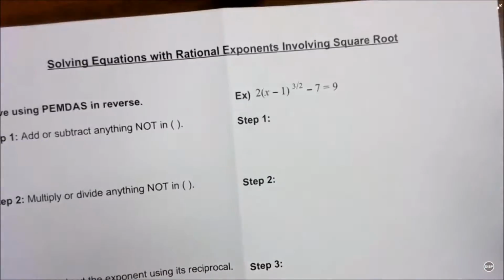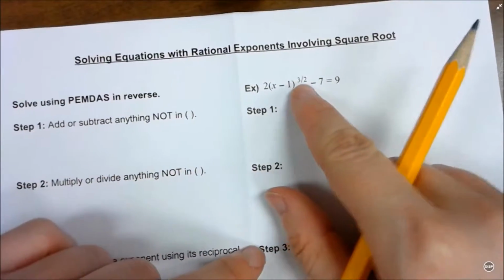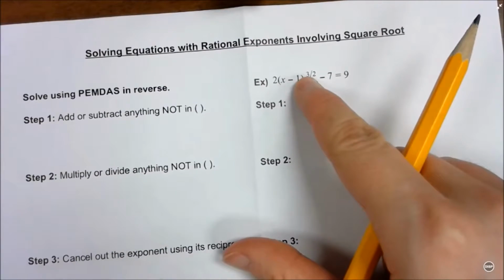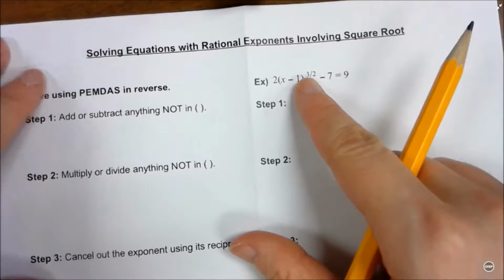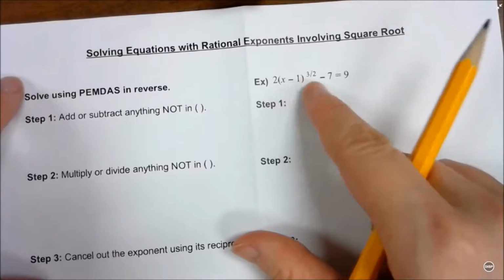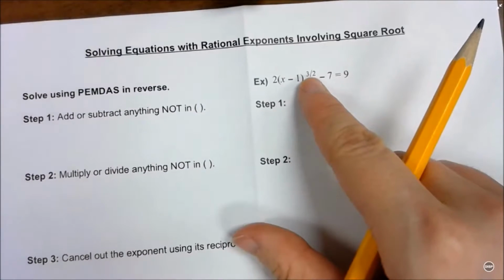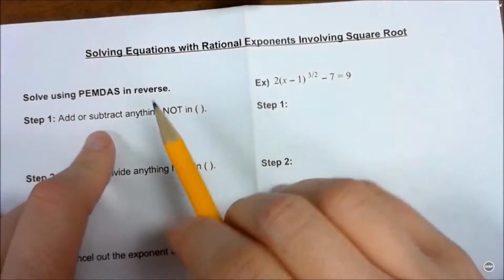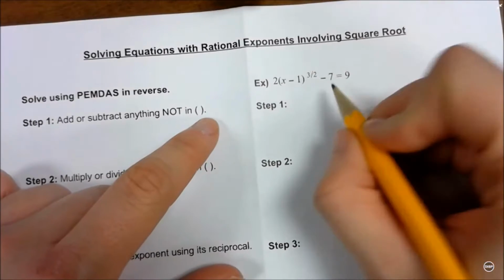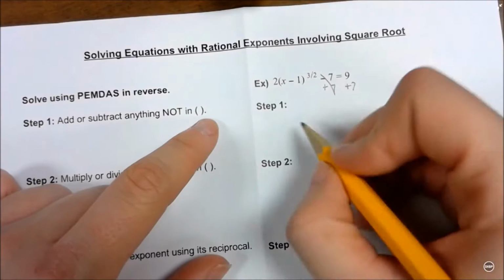Okay, so on the inside we have a few more. Now the only difference here is that we have not just the square root, but we have some other exponent as well. But the steps are exactly the same, and they're just like you did before Christmas when we solved equations with those rational exponents. So you've actually done this before. So hopefully this jogs your memory. So first, add or subtract anything not in parentheses. Okay, cool. Let's add 7, because that's not in parentheses.